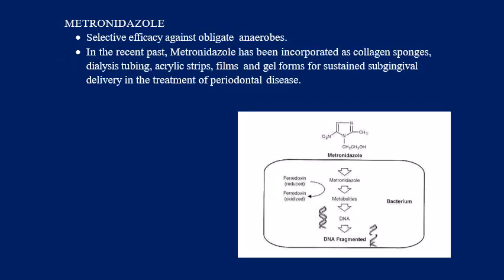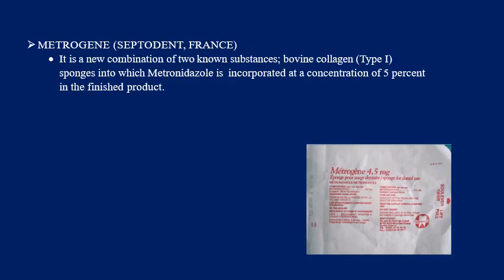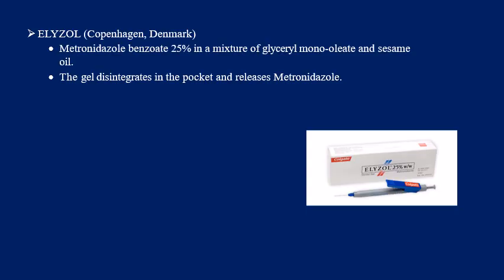The next is metronidazole, which has a selective efficacy against obligate anaerobes. In the recent past, metronidazole has been incorporated as collagen sponges, dialysis tubing, acrylic strips, films, and gel forms for sustained subgingival delivery in the treatment of periodontal disease. Metrogyne is a new combination of two known substances, bovine collagen type 1 sponges into which metronidazole is incorporated at a concentration of 5% in the finished product. Elyzol has metronidazole benzoate 25% in a mixture of glyceryl monooleate and sesame oil, and the gel disintegrates in the pocket and releases metronidazole.